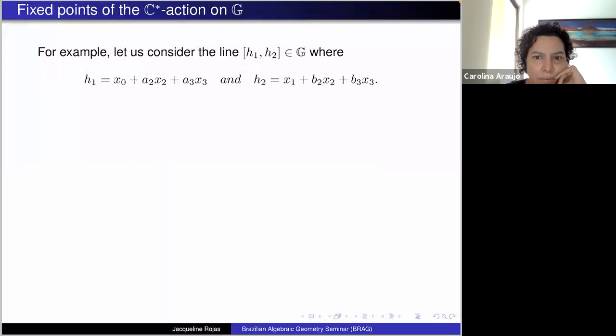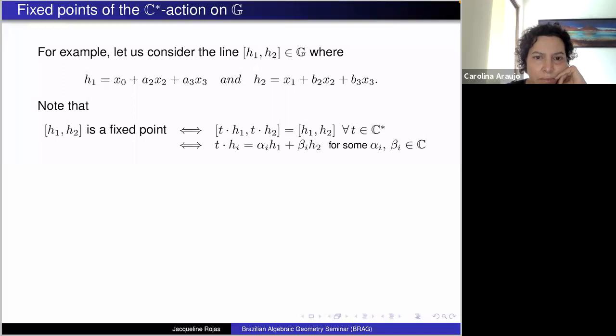For example, if you take the line given by the equations, so assume that H1 is H0 plus A2, H2 plus A3, H3, and H2 is given by H1 plus B2, H2 plus B3, H3, these two linear forms. And then this line will be a fixed point if and only if G acting on H1, H2, the subspace, preserves it. And this is the same as saying that T dot H I is equal to alpha I H1 plus theta I H2 for some alpha I and theta I in C.